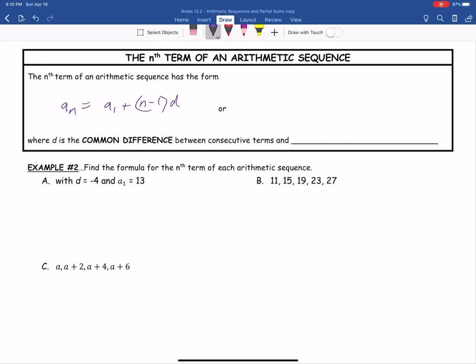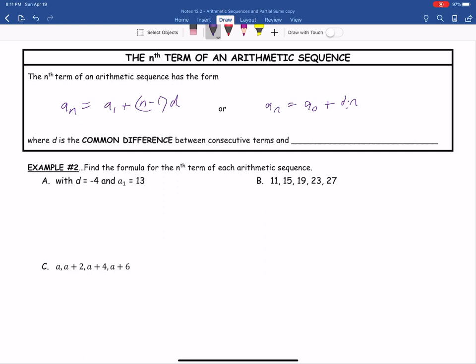But first, I'm going to start with the simpler one that we don't use nearly as often. a sub n is equal to a sub 0 plus D times n. Okay, now hopefully the second one makes sense to you, because if you start with the 0 term and you want to get the first term, you just take 1 times the common difference and add that to the 0th term, okay?